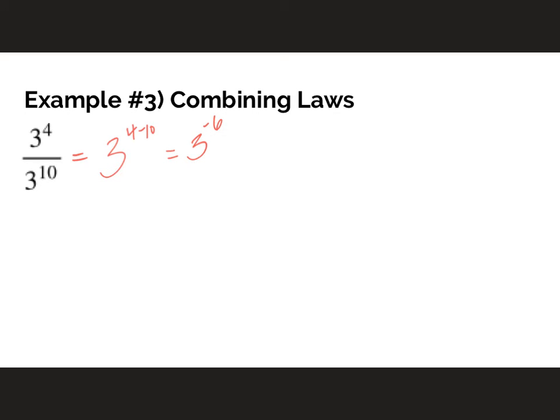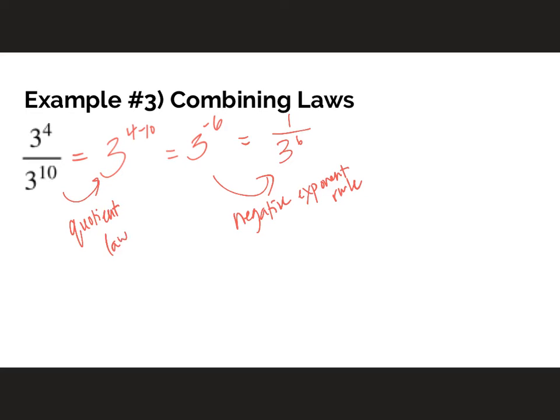Now, generally, I don't like to have a negative exponent like I do over here. So I know from my previous lesson that I can rewrite negative exponents as a positive, and then take the reciprocal of it. So I'm going to put it over 1. So I have 1 over 3 to the 6. I just used my negative exponent rule, and over here I used my quotient law. And so this is an example of us combining our laws together. We used 2 different laws in order to simplify our results.